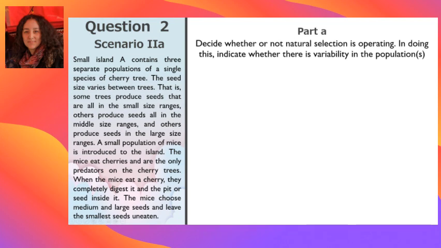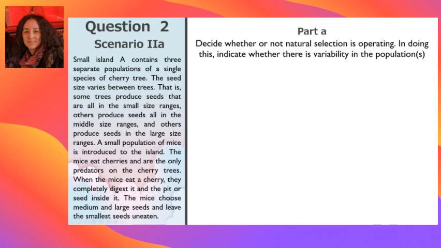A small population of mice is introduced to the island. The mice eat the cherries and are the only predators on the cherry trees. When the mice eat a cherry, they completely digest it and the pit or seed inside it. The mice choose again the medium and large seeds and leave the small seeds uneaten.